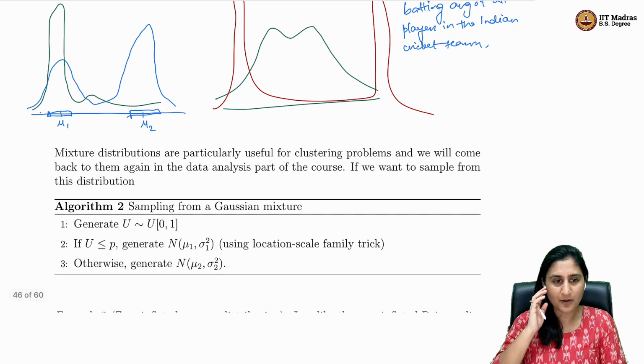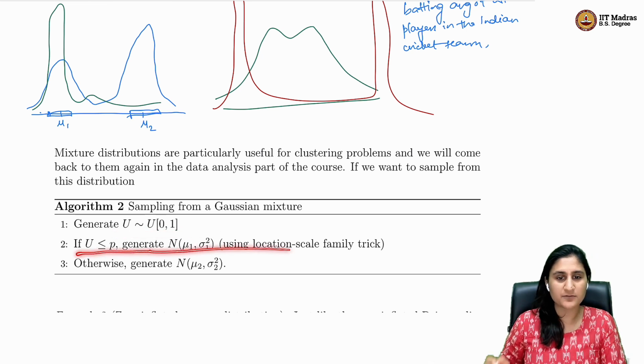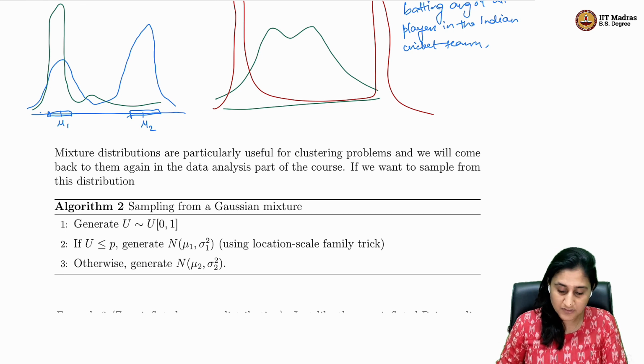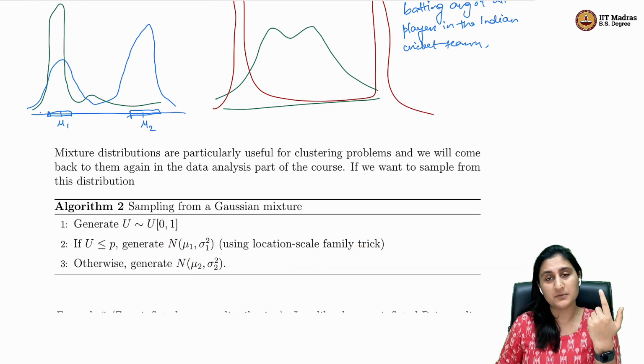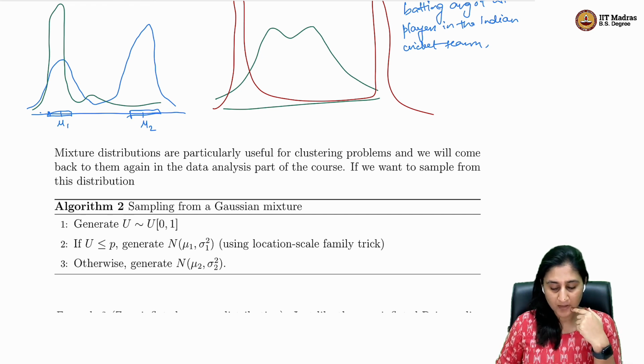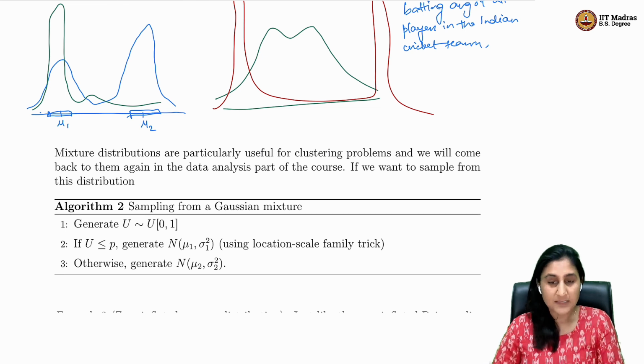How do you sample from a Gaussian mixture? Well, same idea. You generate a uniform. If U is less than or equal to P, then you generate from the first Gaussian, and this you can generate using the location-scale family trick that we've discussed. Otherwise, you generate from the second Gaussian. Okay. This is one example of a mixture distribution.